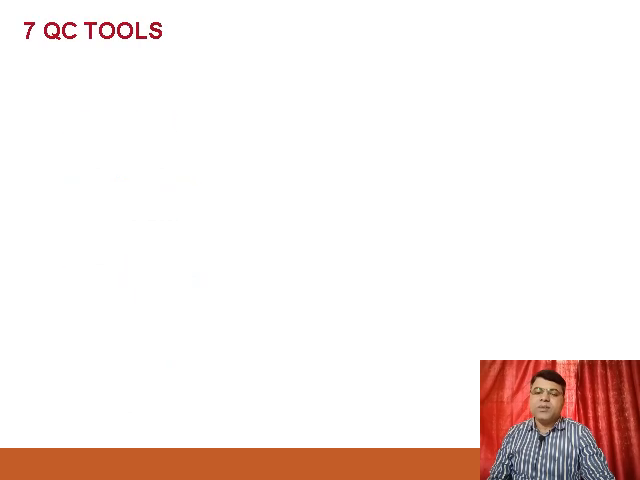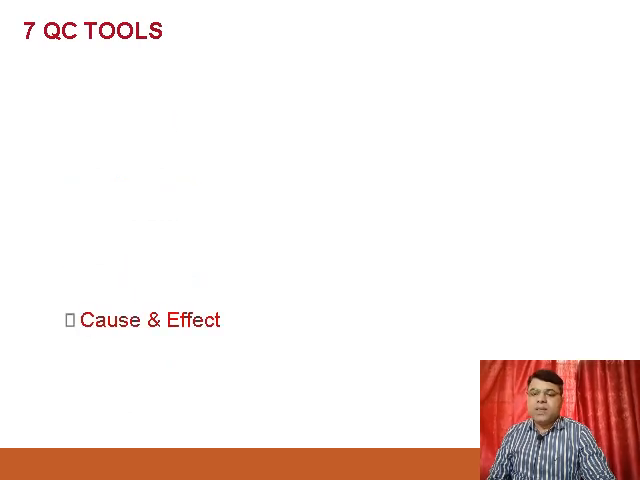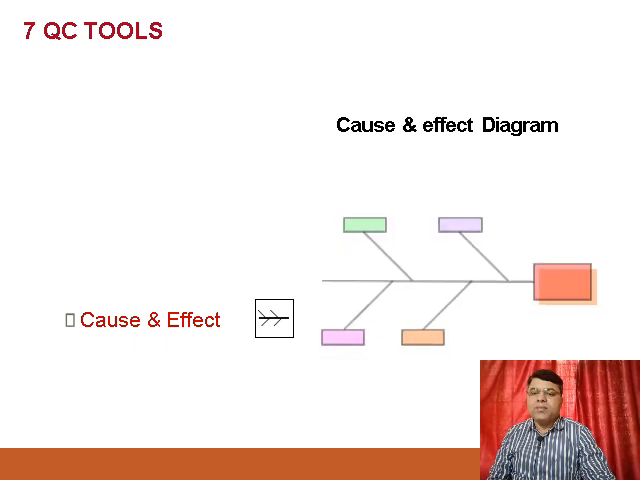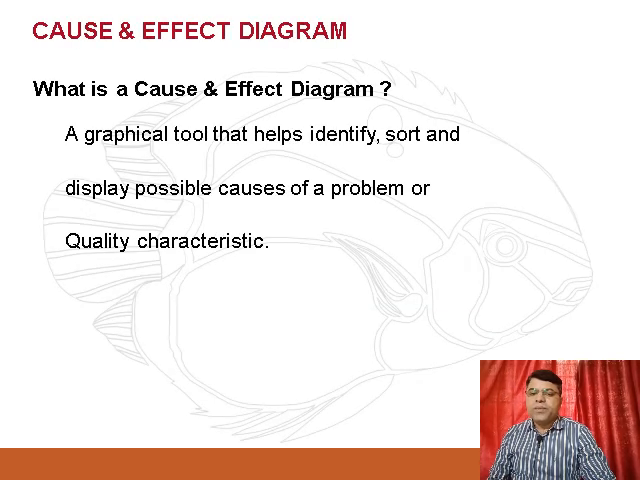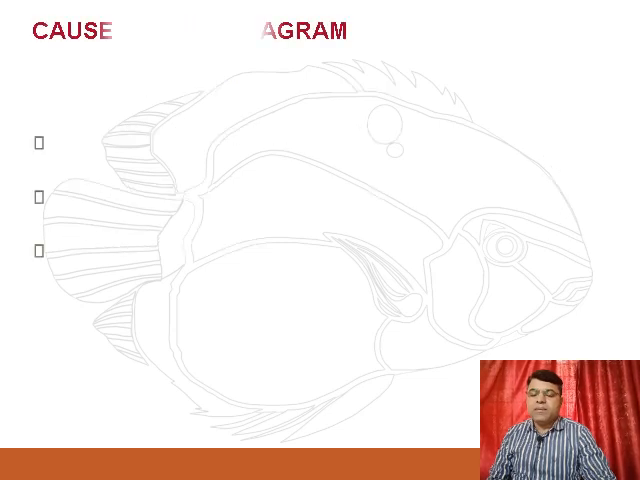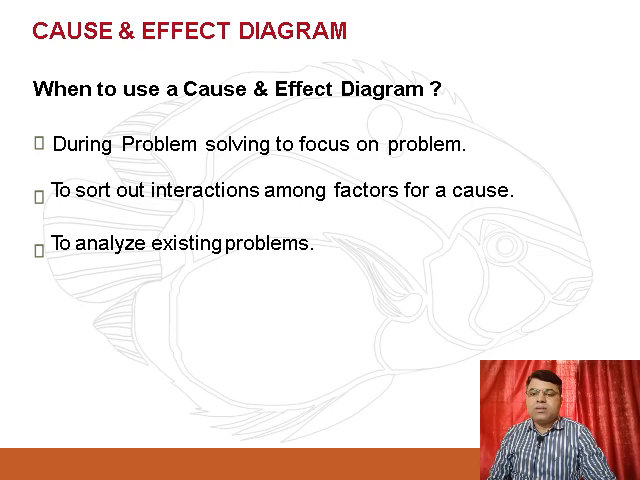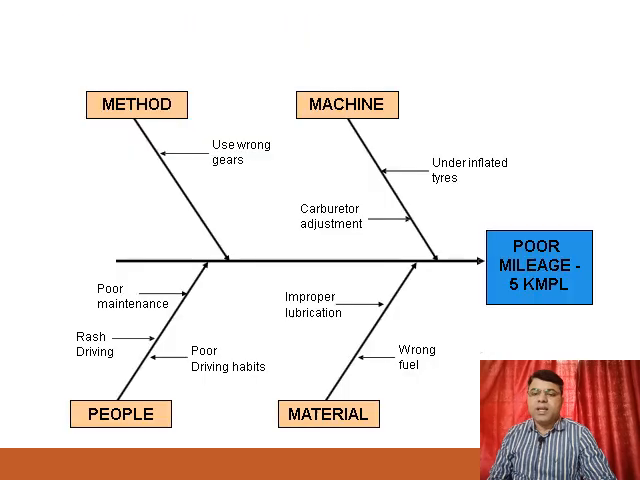The next 7QC tool is the cause and effect diagram. So the cause and effect diagram is a problem analysis, root cause find-out tool, for which we can use a graphical representation to find out the possible causes. So we can see here there are some factors involved in the process like man, machine, material and method. So by using these four factors, we can find out the probable root causes.